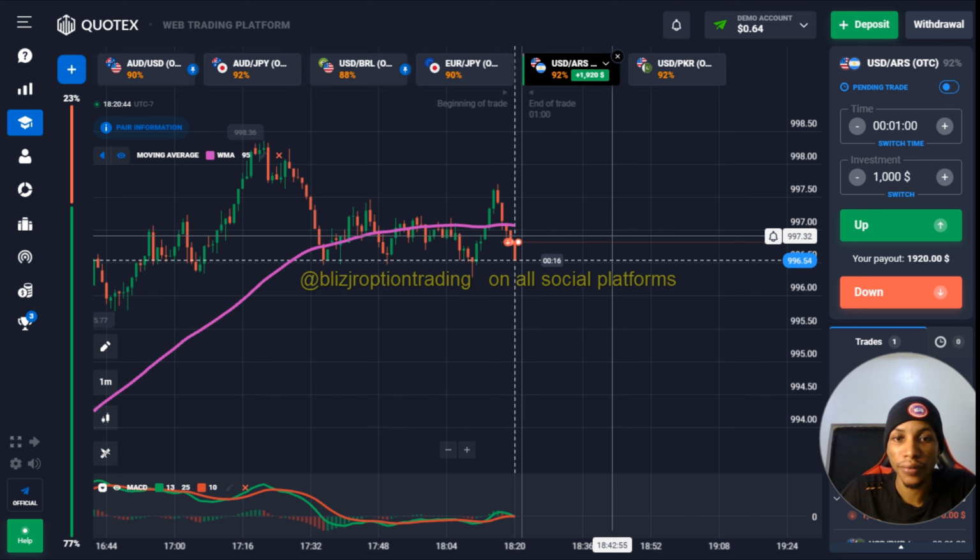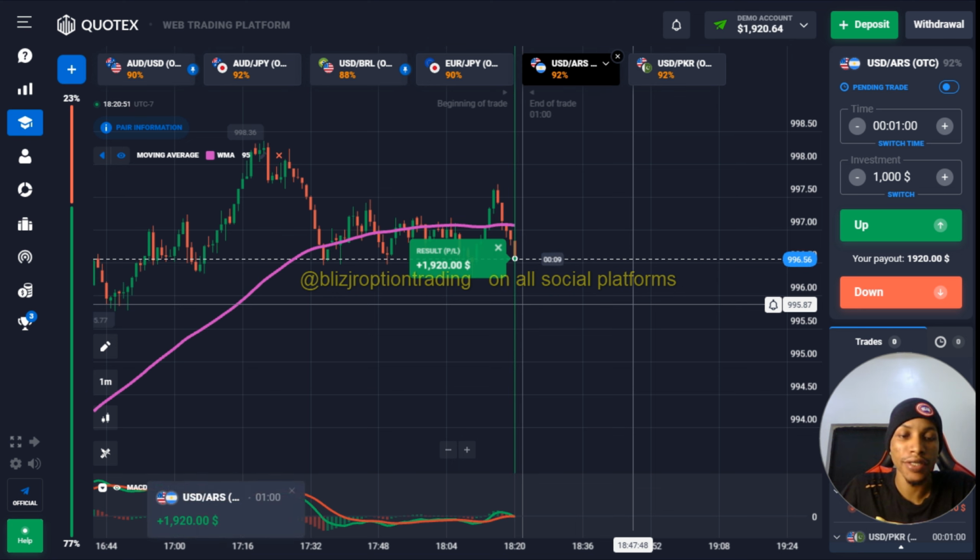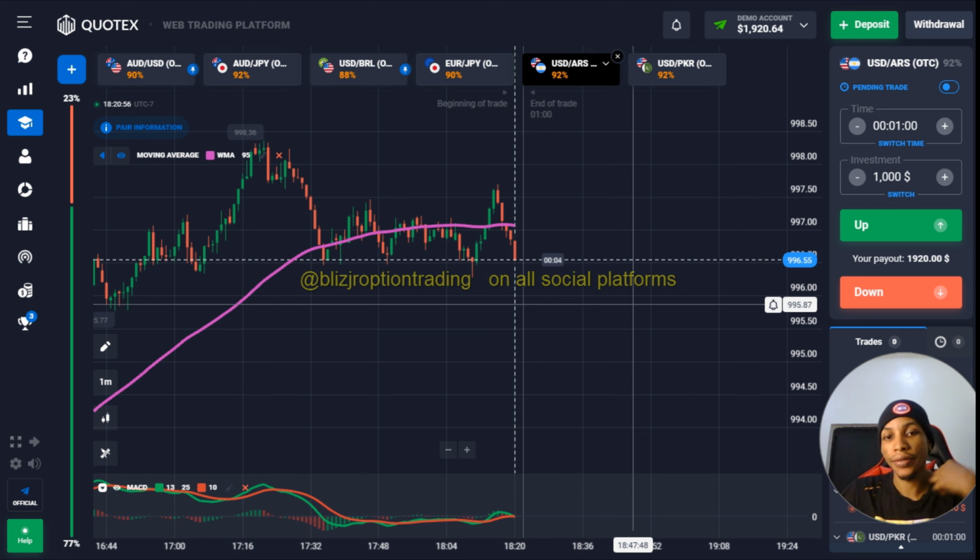I think we're going to win this trade. I think I'm going to win this trade. Great, great. So the first trade just entered.